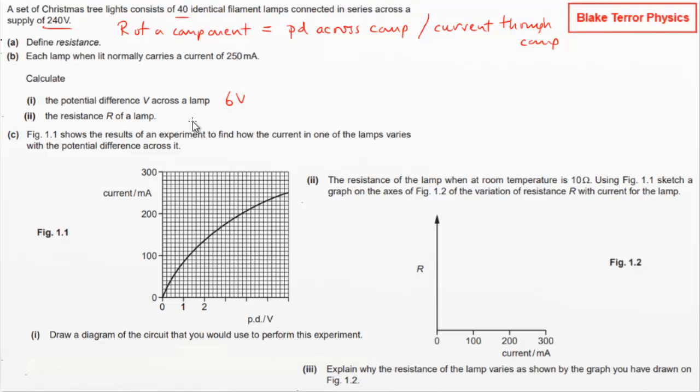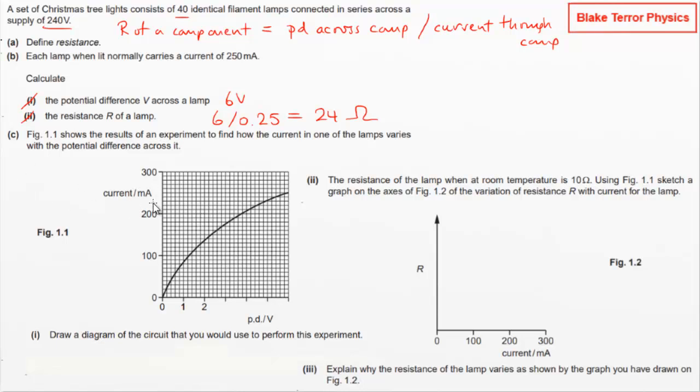Resistance of a lamp. So the resistance is the PD divided by the current, which is that. So we've got to divide 6 by a quarter. So that's like multiplying by 4. So that's going to give us 24 ohms for the resistance of a lamp.